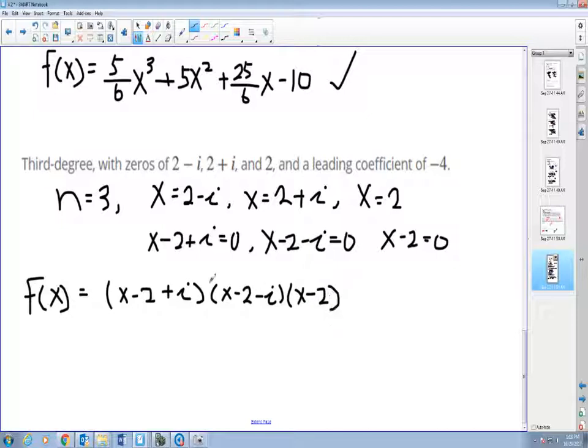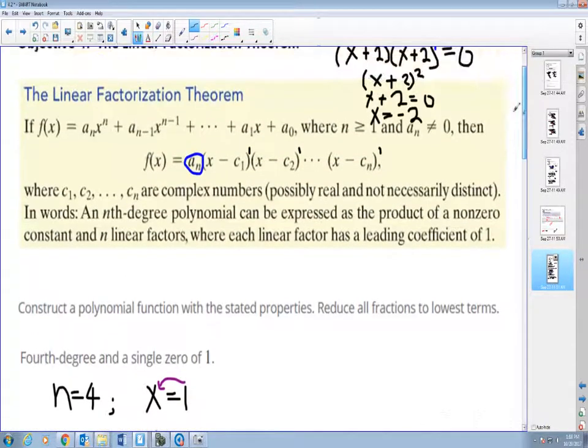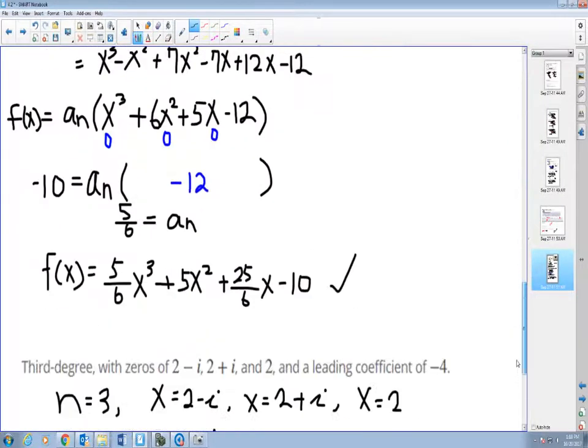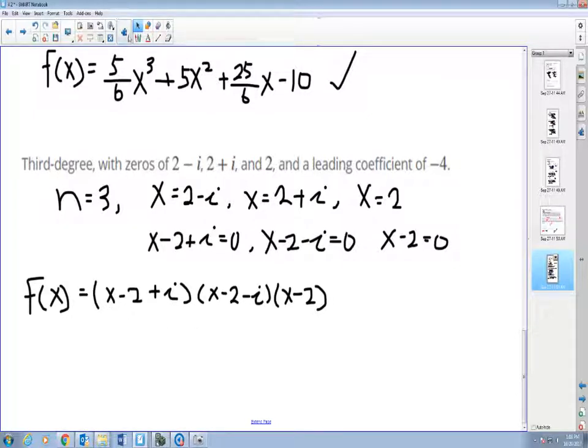So what you see here looks just like the linear factorization theorem that's above. The coefficient is all 1 in the factors, where the c1, c2, c3 are complex numbers. Sometimes they can possibly be real or not necessarily distinct. So I'm basically rewriting my problem in this form and treating a sub n right now as coefficient 1 for a moment, because that will make it easier to multiply my polynomial out. Alright, so multiply two things at a time.